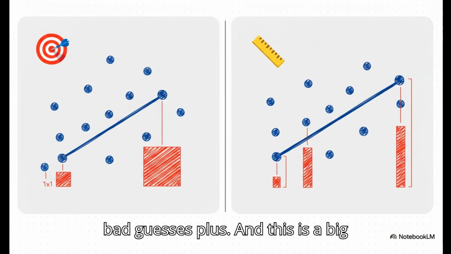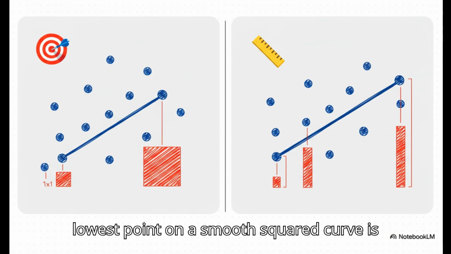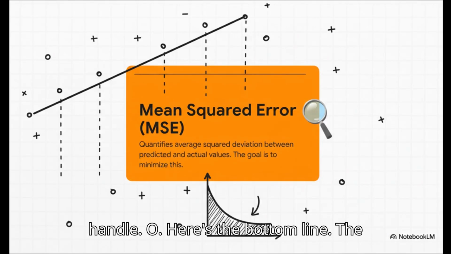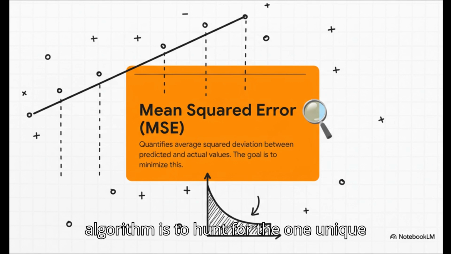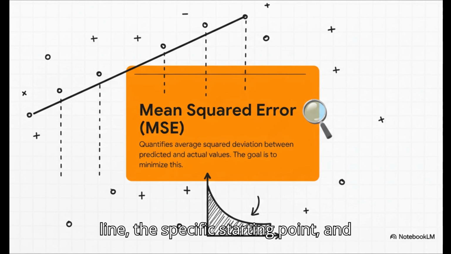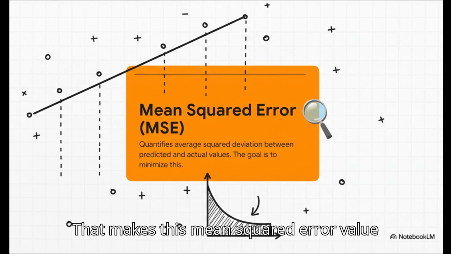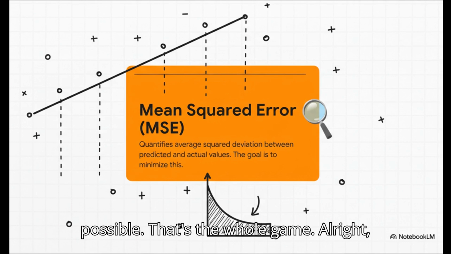Plus, and this is a big reason we use it, the math of finding the lowest point on a smooth, squared curve is just much easier for a computer to handle. So here's the bottom line. The entire goal of this linear regression algorithm is to hunt for the one, unique line, the specific starting point and the specific weights for each feature that makes this mean squared error value as small as it is mathematically possible to be. That's the whole game.